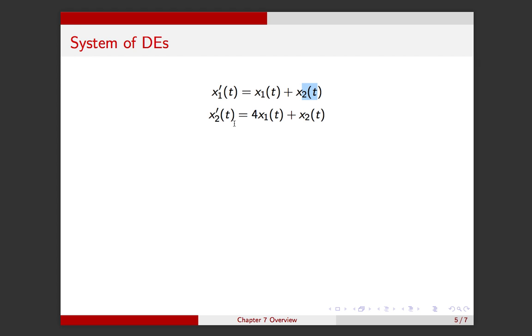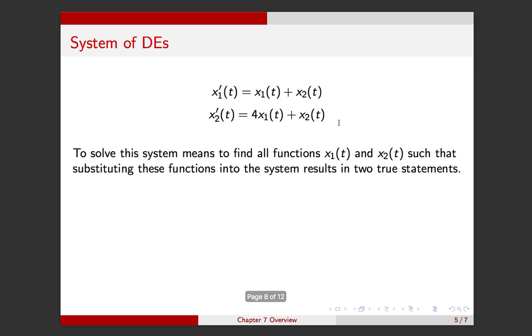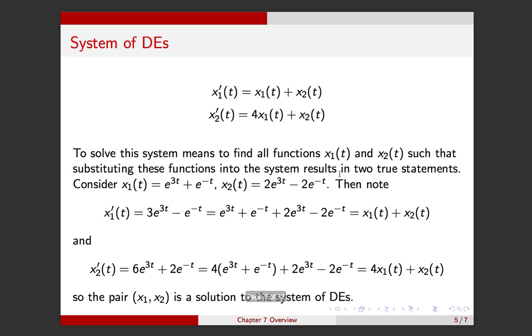What's this x2 we're talking about? Well, there's a condition on x2 also. The derivative of x2 must be 4 times whatever x1 is plus x2. So solving this system means to find functions x1 and x2 such that when you substitute them in to both equations, you get something true. So to solve this system, we have to find all functions x1 and x2, as I said, so that when we substitute in, we get two true statements.